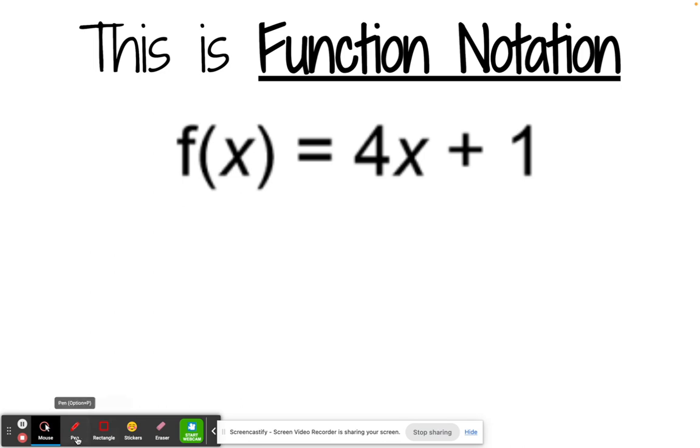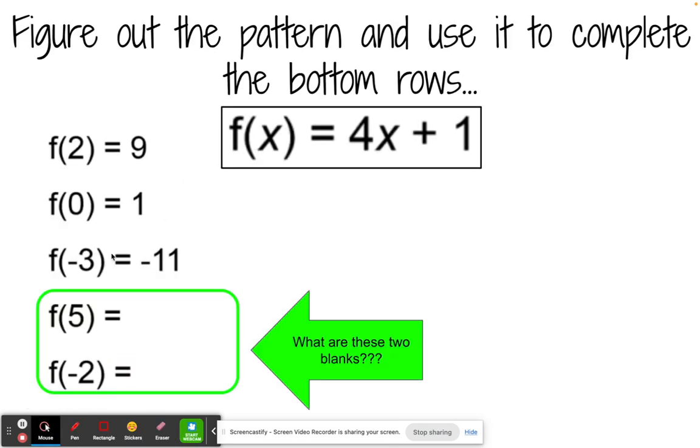This is function notation. f of x equals 4x plus 1. We are used to having a y here. That is really the same thing. f of x says, for this value of x, what does this equal? So when we have this function notation, we can substitute different values in for x.